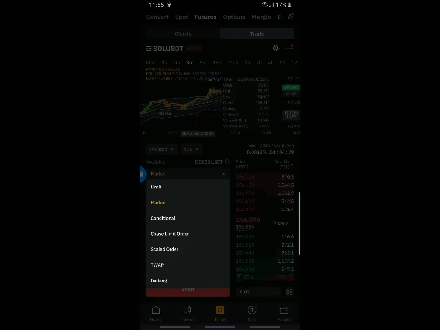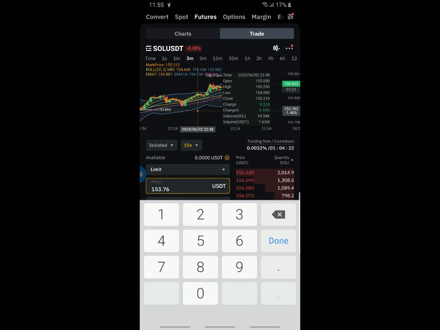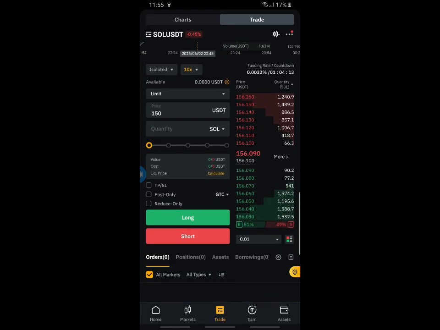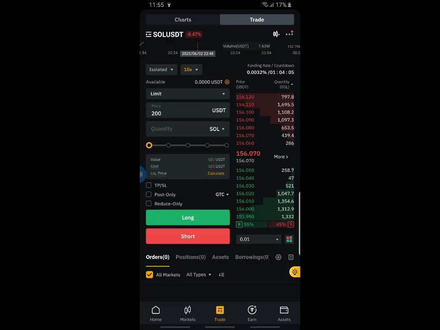And then if you put it in limit, with this limit you get to choose the price at which you want to buy. Let's say you want to buy Solana once Solana drops to 150, and then you buy. You click on long or short depending on the trade you want to go for, or you want to buy Solana when Solana hits $200. So if you put $200 and go for long, whenever Solana hits $200, that is when your trade will activate. Or you go for short, once Solana hits $200, that is when your trade will activate.